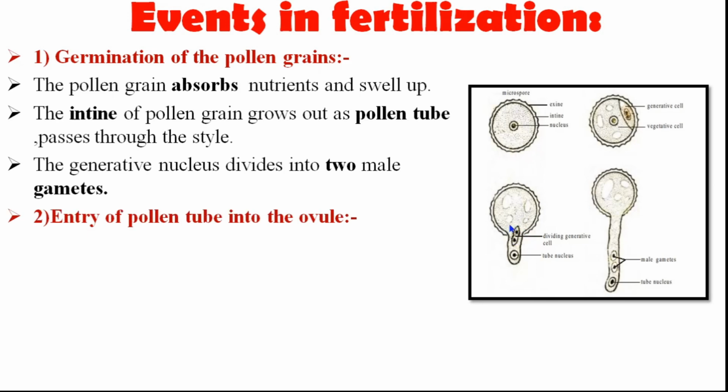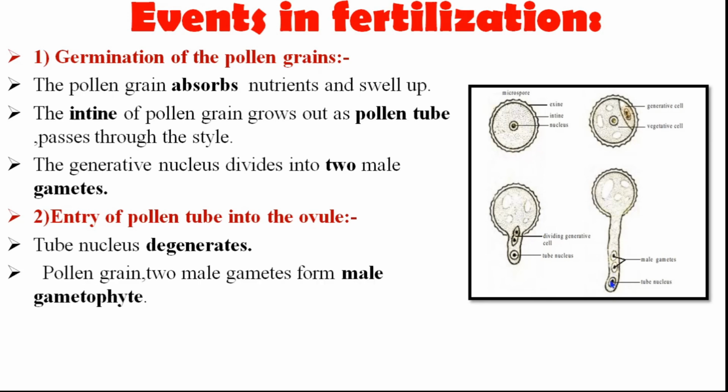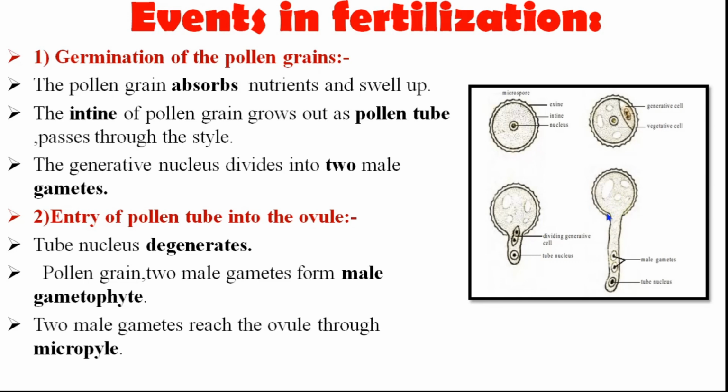Next step is entry of the pollen tube into the ovule. This pollen tube carries the two male gametes and the tube nucleus. The tube nucleus helps in the development of the pollen tube. When it reaches the ovule, the tube nucleus degenerates. The male gametes along with the pollen grain are known as the male gametophyte. So the two male gametes reach the ovule through the micropyle.